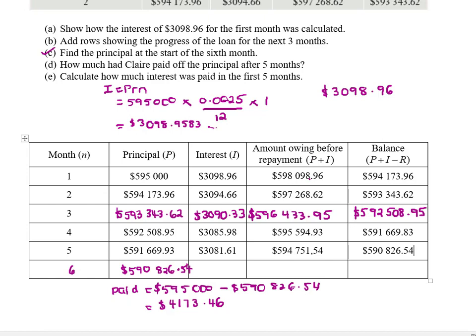So part E then says, how much interest was paid in the first 5 months? Well, to work out the amount of interest, what I need to do is add up my interest column. So I simply get out my calculator and I add all of these numbers together, and my calculator gives me a number of $15,451.54, and that's how much interest Claire has paid in the first 5 months.